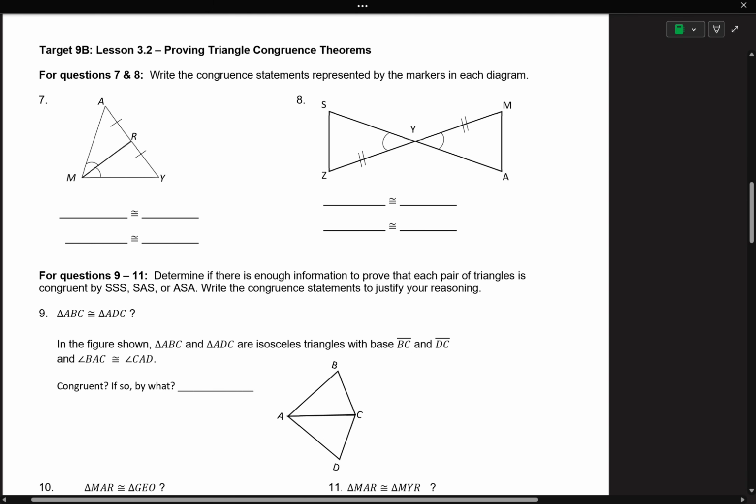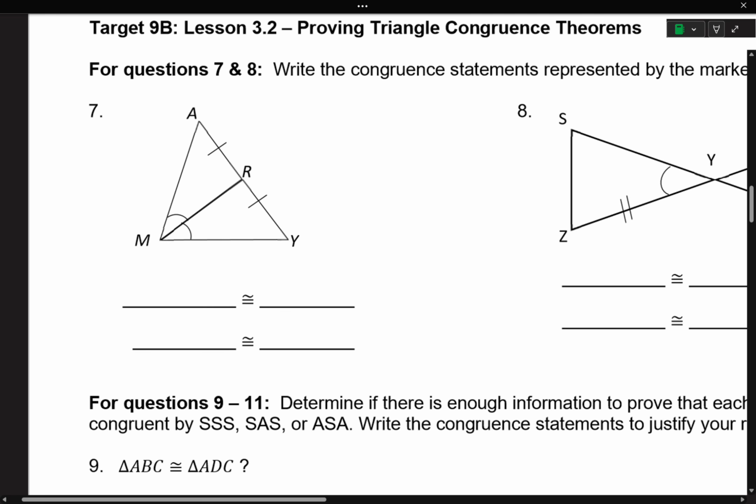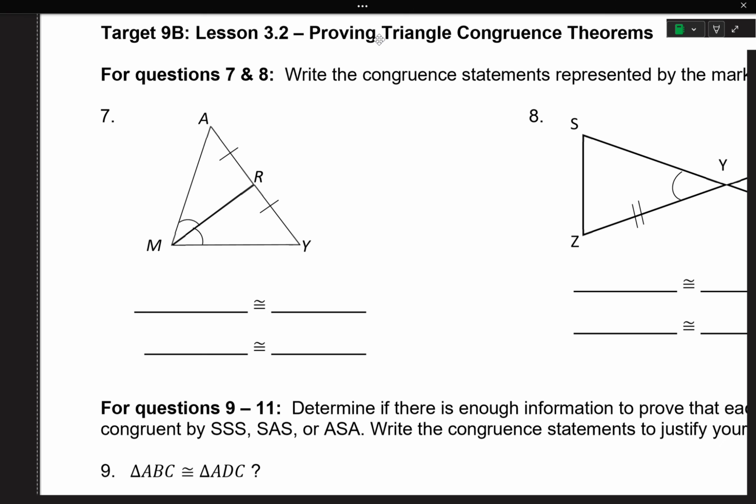Numbers 7 and 8, what we're just going to do is write down some congruency statements, where we're not going to be writing any proofs, just congruency statements. Alright, let's begin. In number 7, I feel like starting with the sides. This side, and this side. We got side AR congruent to side YR.